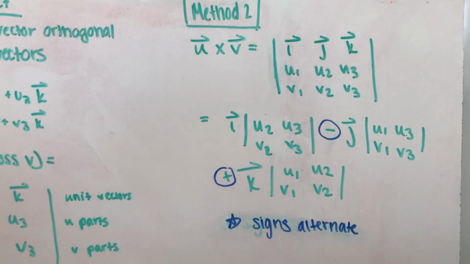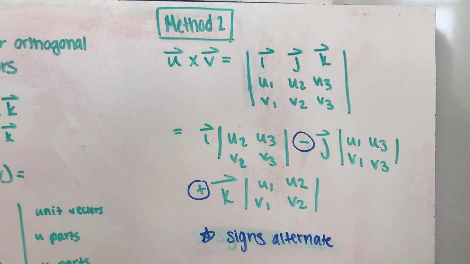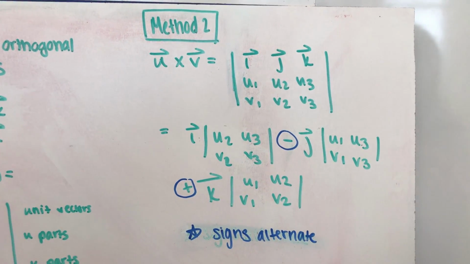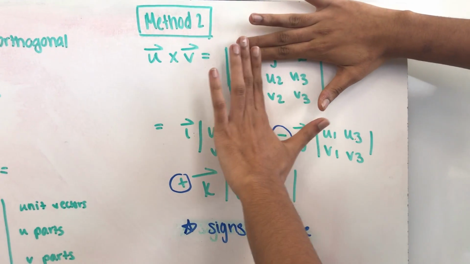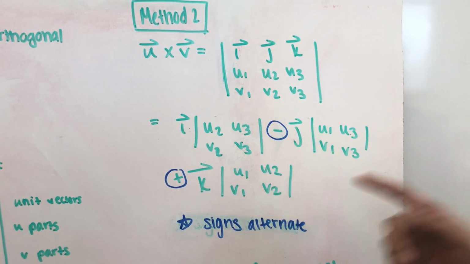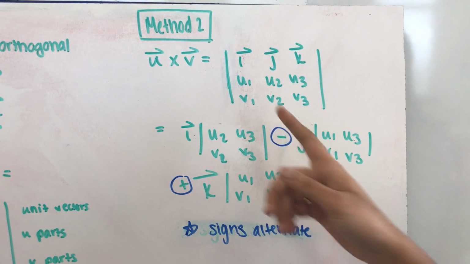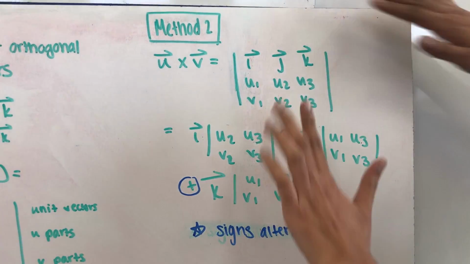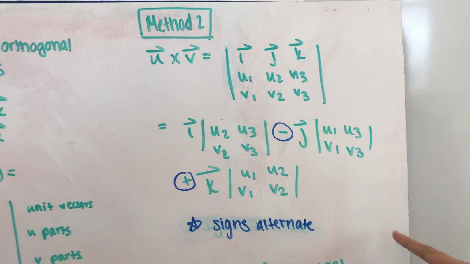For method 2, we set up our original matrix in the same way, and we're going to split this up into 3 smaller matrices. To do this, we first cover up both the row and the column that i is in. When we do that, we're left with u2, u3, v2, and v3. So over here, we would write vector i and multiply that by the matrix u2, u3, v2, v3. We do the same thing to j and k, just cover it up like that to see what should be in the matrix.